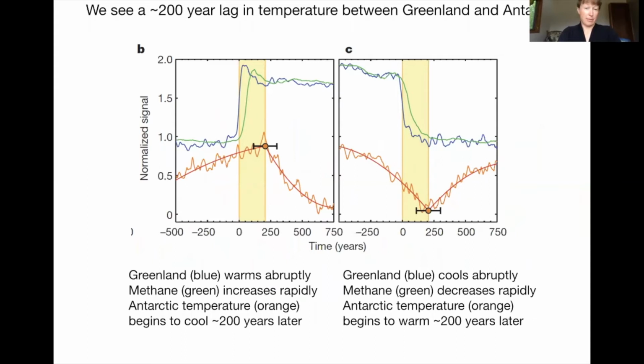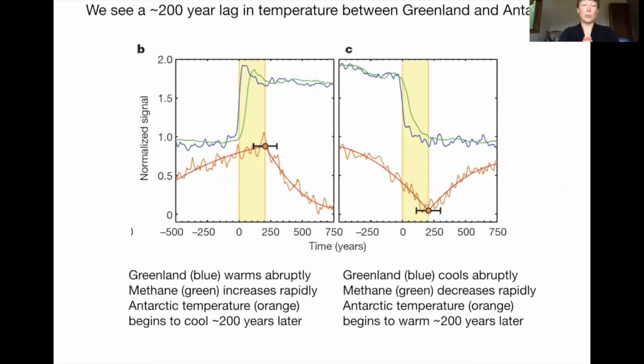The green is the methane record measured in Antarctica. And the orange is the WAIS Divide ice core temperature from Antarctica. So what we're doing now is saying that time 0 is the time when we see the greatest change in Greenland temperature, right? So we're zooming in on these abrupt climate changes.